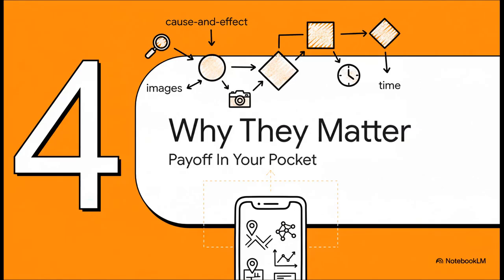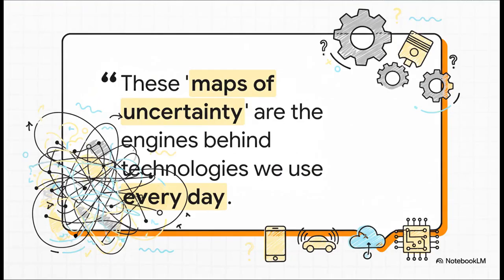So we've seen these different kinds of maps, for cause and effect, for images, for sequences over time, but why does any of this really matter to you? Well, because these elegant ideas have a huge real-world payoff, and chances are you're carrying it around right in your pocket. These maps of uncertainty are not just some theoretical toy for academics. They are the practical, powerful engines running quietly in the background of so much of our modern technology, helping our devices make smart decisions in a messy, uncertain world.